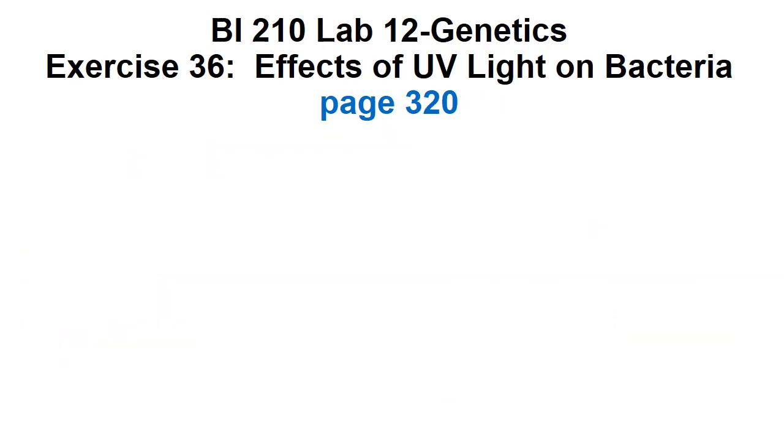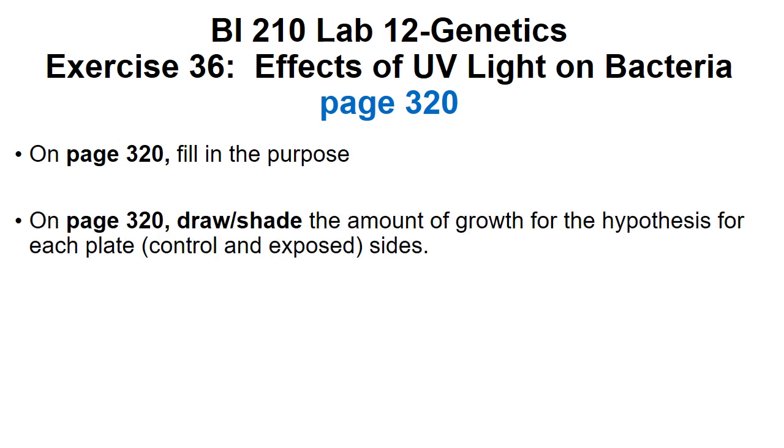On page 320, fill in the purpose of this experiment. Also on page 320, shade or draw on the amount of growth hypothesis for each plate, the control and the exposed side. Here's a hint. Your control side should be the same for all 4 plates. You only need to draw it for one bacteria. So I think there's just a set of 4 plates. So draw it for either Bacillus or Staphylococcus.